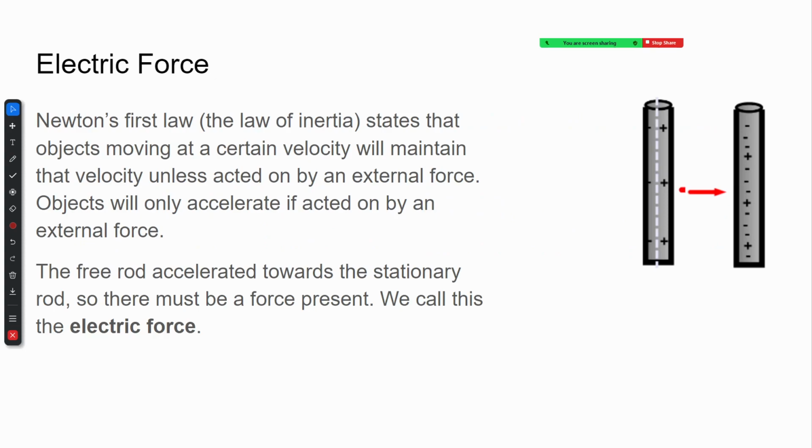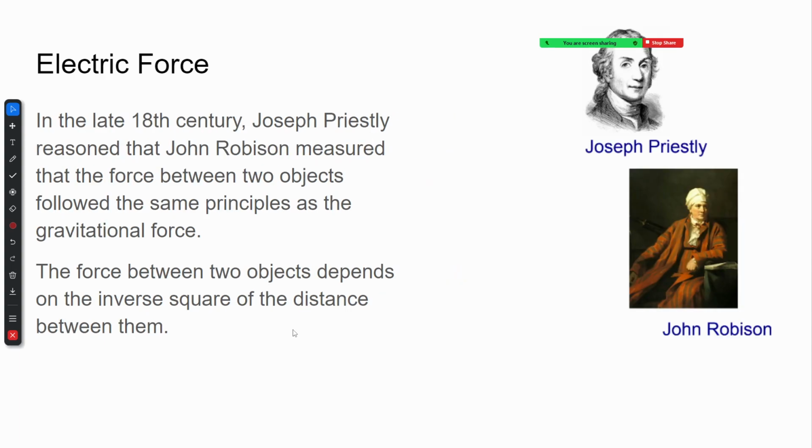Okay. So we know that Newton's first law states that objects that are moving at a certain velocity are going to maintain that velocity unless acted upon by an external force. If you remember, that's the law of inertia. So the free rod accelerated towards the stationary rod in a situation where we have, once again, a polarized rod here and a negatively charged rod here, such that this rod on the left is going to physically move toward the rod on the right. That means that there must be a force present, and we call that the electric force.